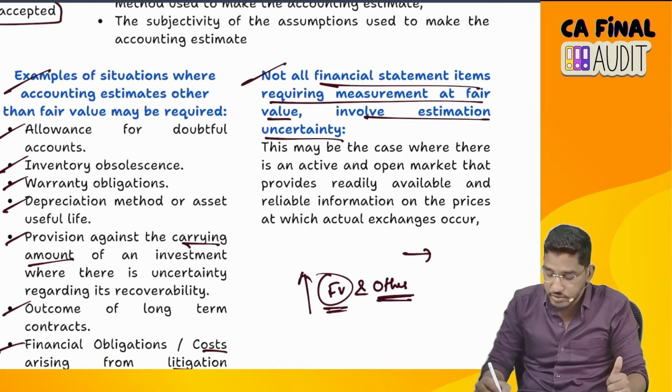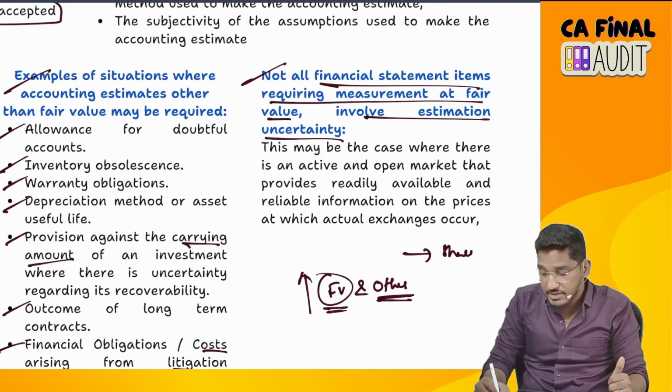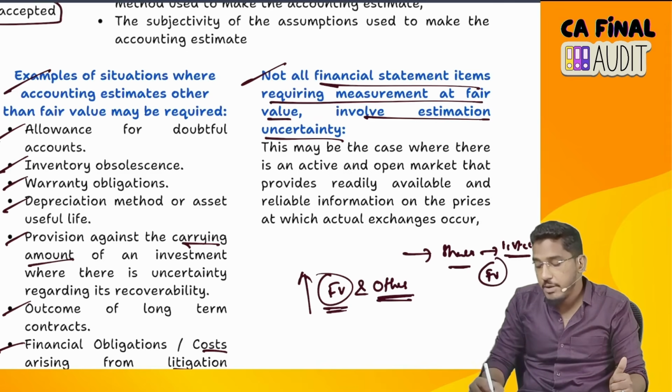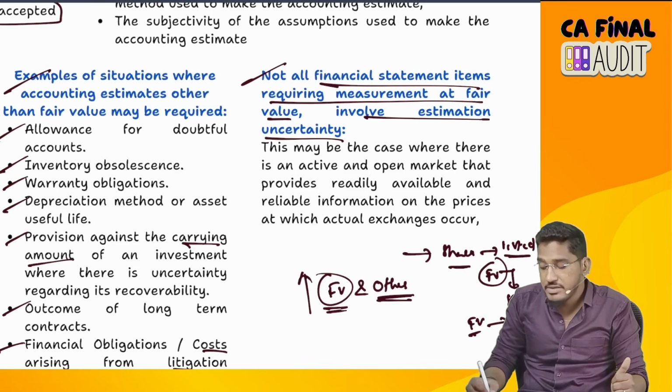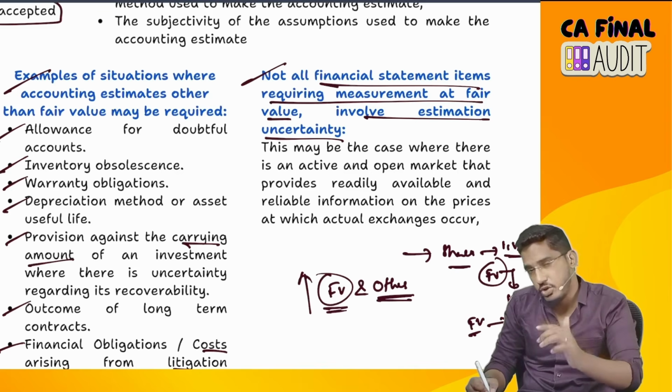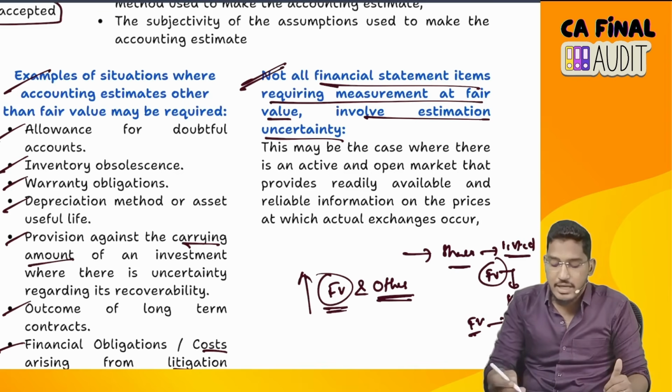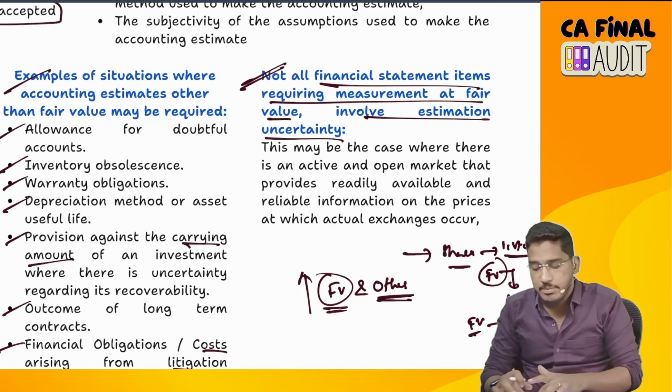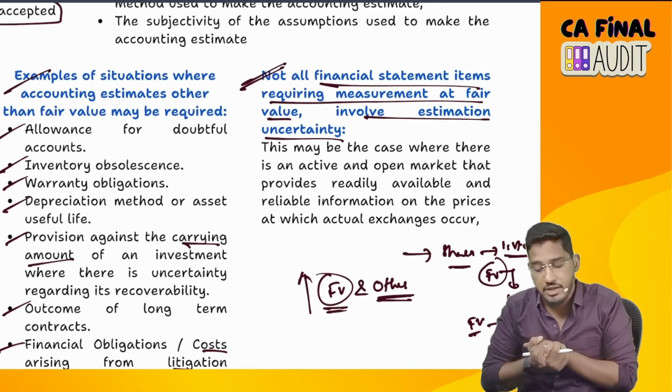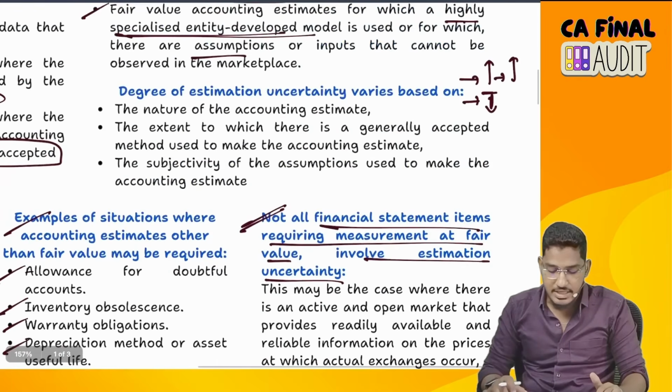One example I have to give you: the company is holding shares and these shares are listed in the stock market. Now for doing the valuation of these shares also, we take fair value, but this fair value will be picked from the stock market. Yes or no? So this is a fair value estimate, but the estimation uncertainty is low. Right? So that is what they try to explain here. Not all financial statement items requiring measurement at fair value involve estimation uncertainty.